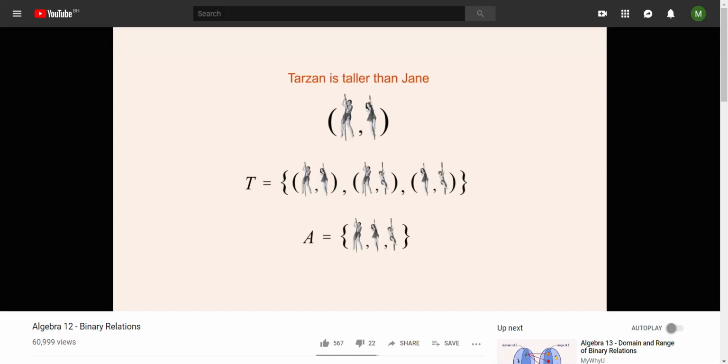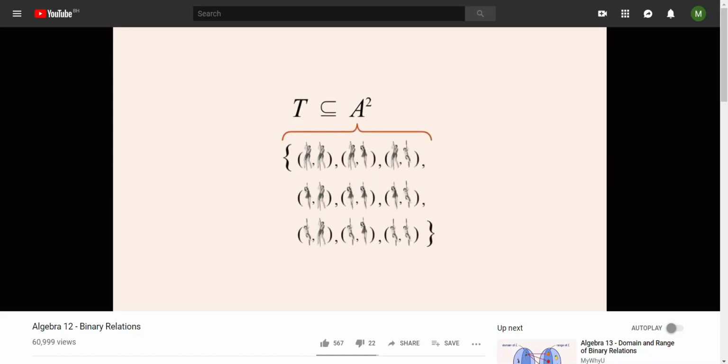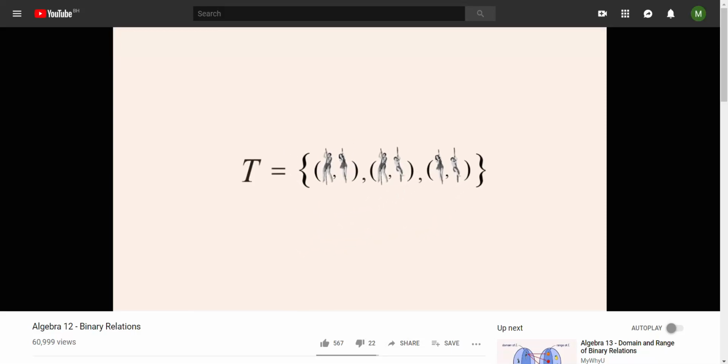As we saw, a binary relation from one set to another is a subset of their Cartesian product. So T is a subset of the Cartesian product of set A with itself, or A squared. A squared contains all 9 possible ordered pairs which can be created from the 3 members of set A. If we eliminate all the ordered pairs of A squared whose first element is not a person taller than the second element, we get relation T.